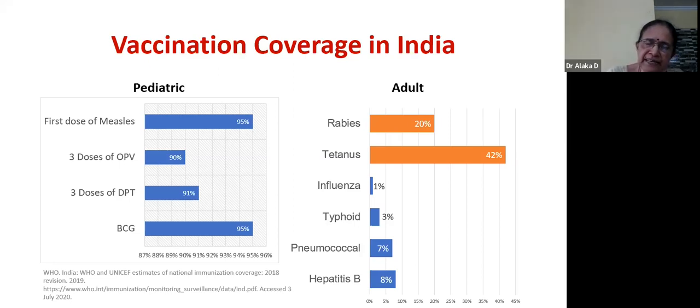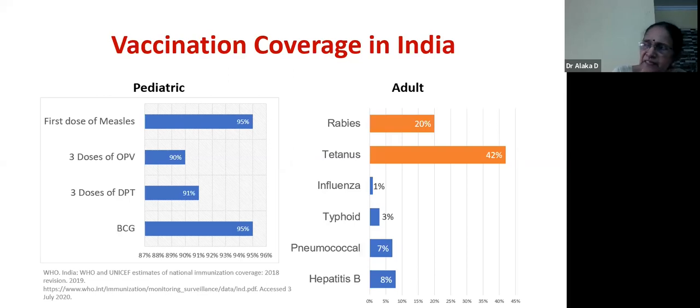Indian Academy of Pediatrics takes the initiative and formulates the guidelines, which are circulated to all the doctors. But what is the success rate? In spite of so much advocacy, so many programs, governmental support, only about 90% of the children have received the vaccines. You see, the first dose of measles in 95%, 3 doses of oral polio in 90%, DPT 3 doses in 91%, BCG is 95%. That means still a portion is lagging behind.